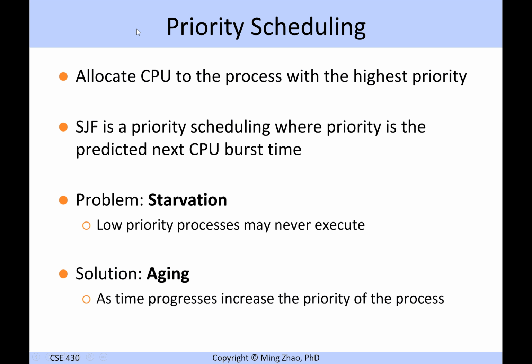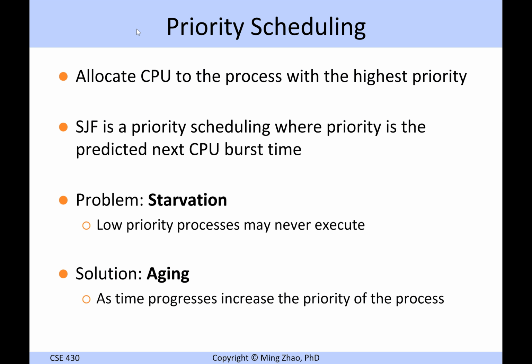The next scheduling algorithm or CPU scheduler that we are looking at is priority scheduling. Priority scheduling is relatively simple. All it does is allocate the CPU to the process with the highest priority. So it is more like a scheduling approach. It's not exactly a scheduling algorithm.